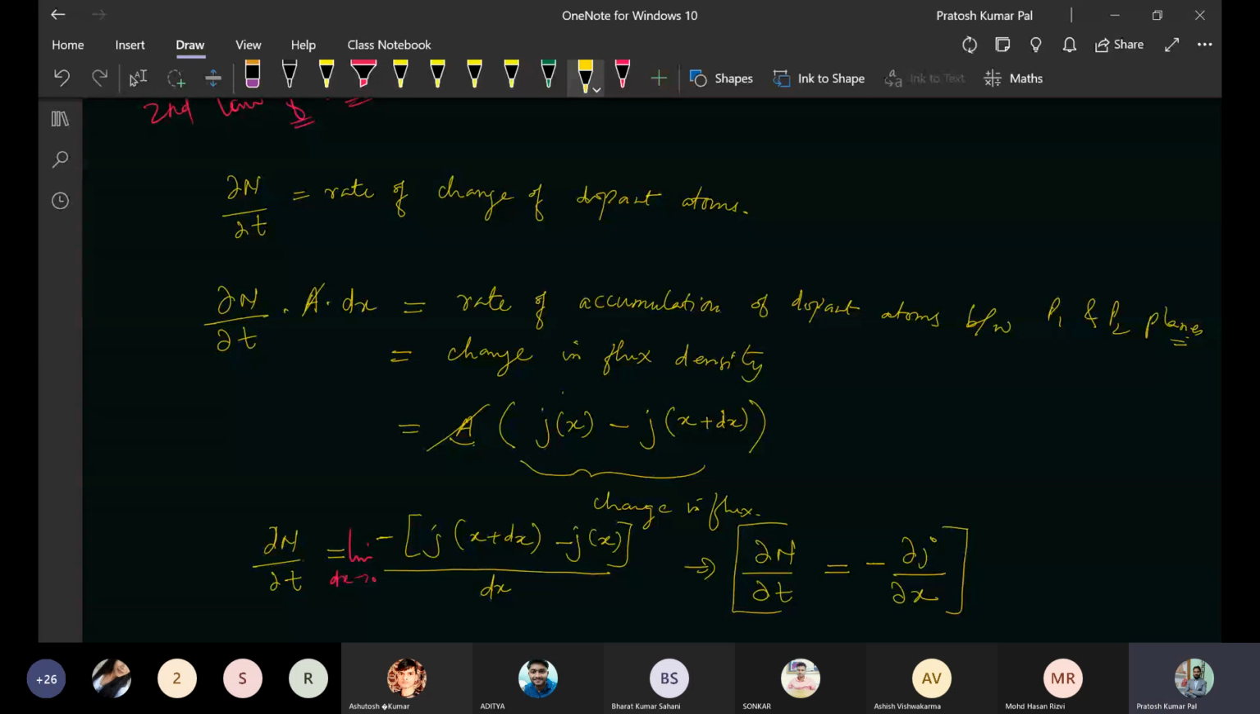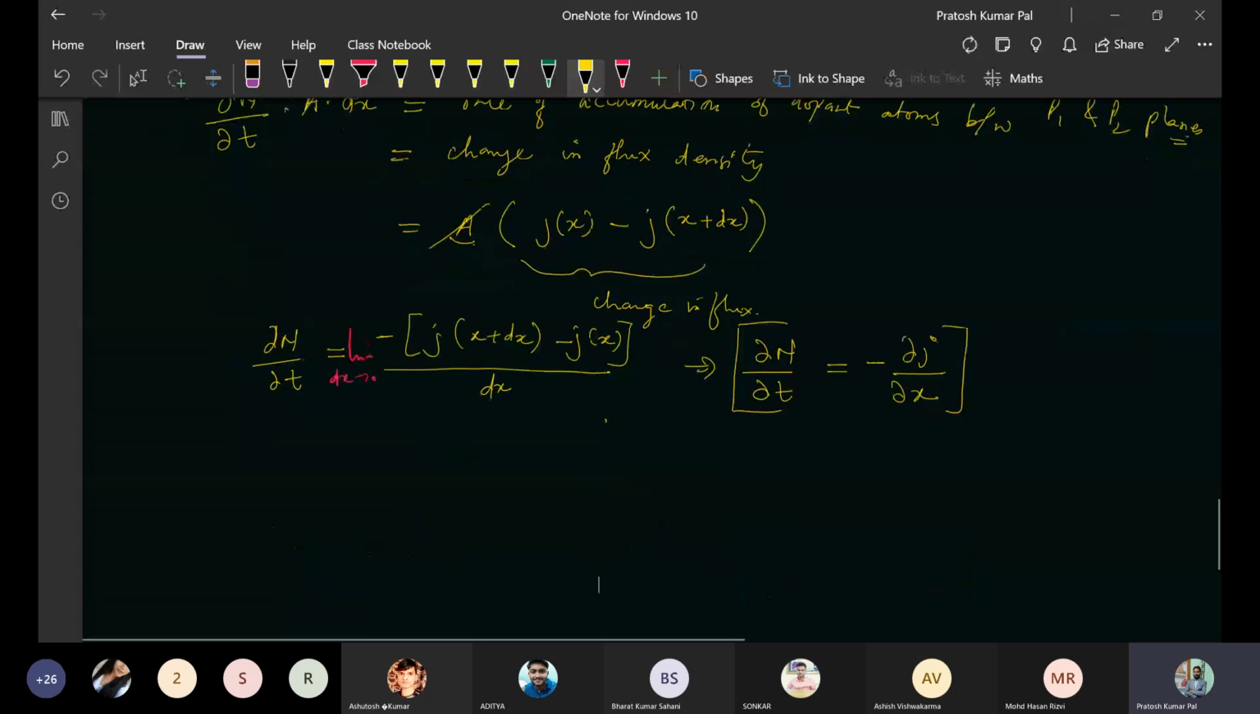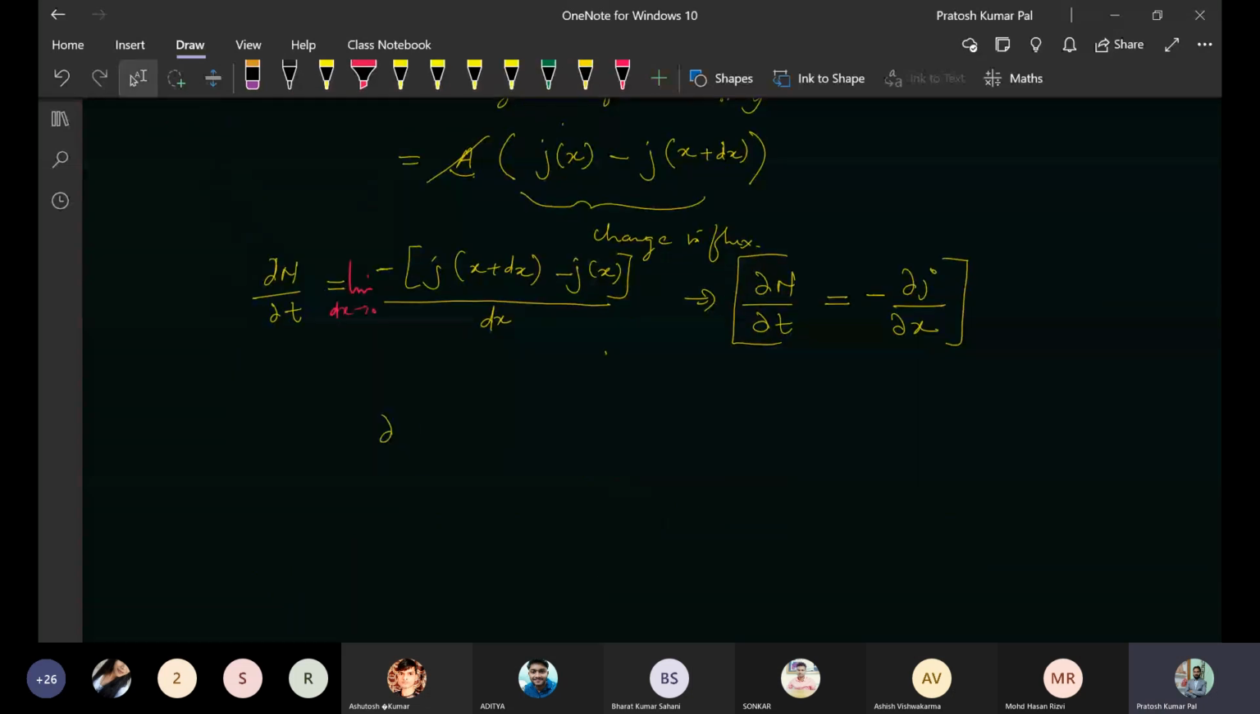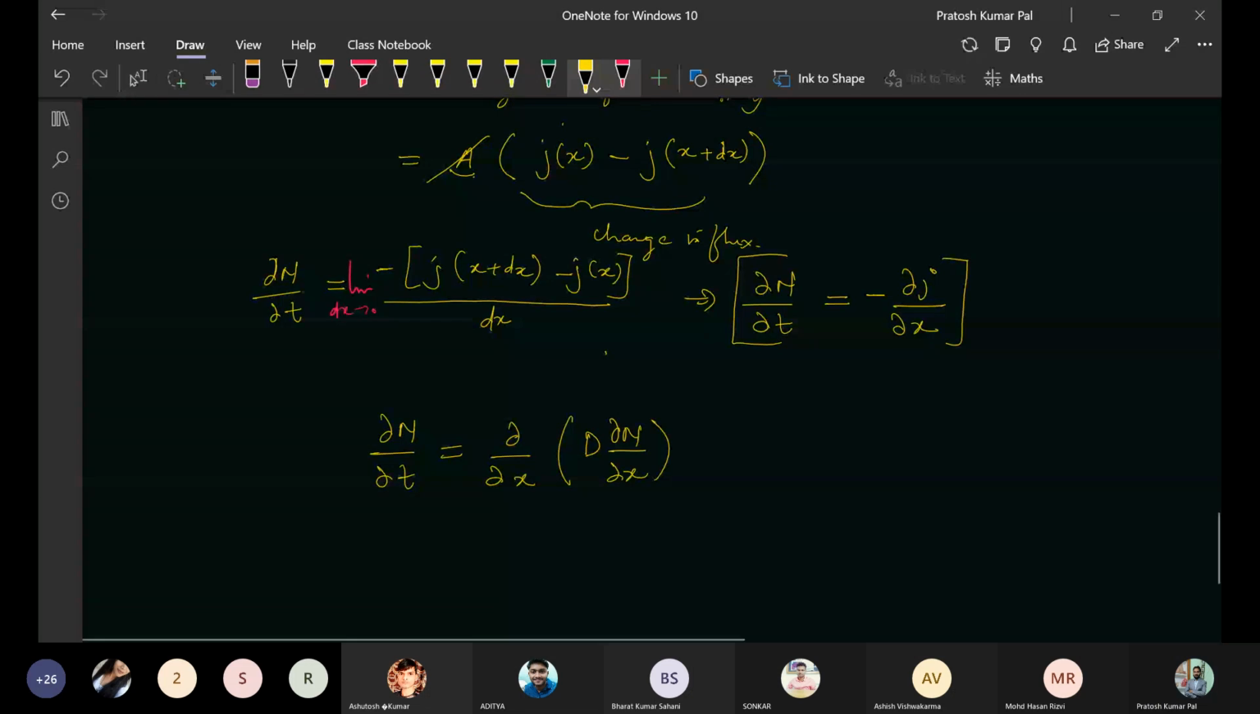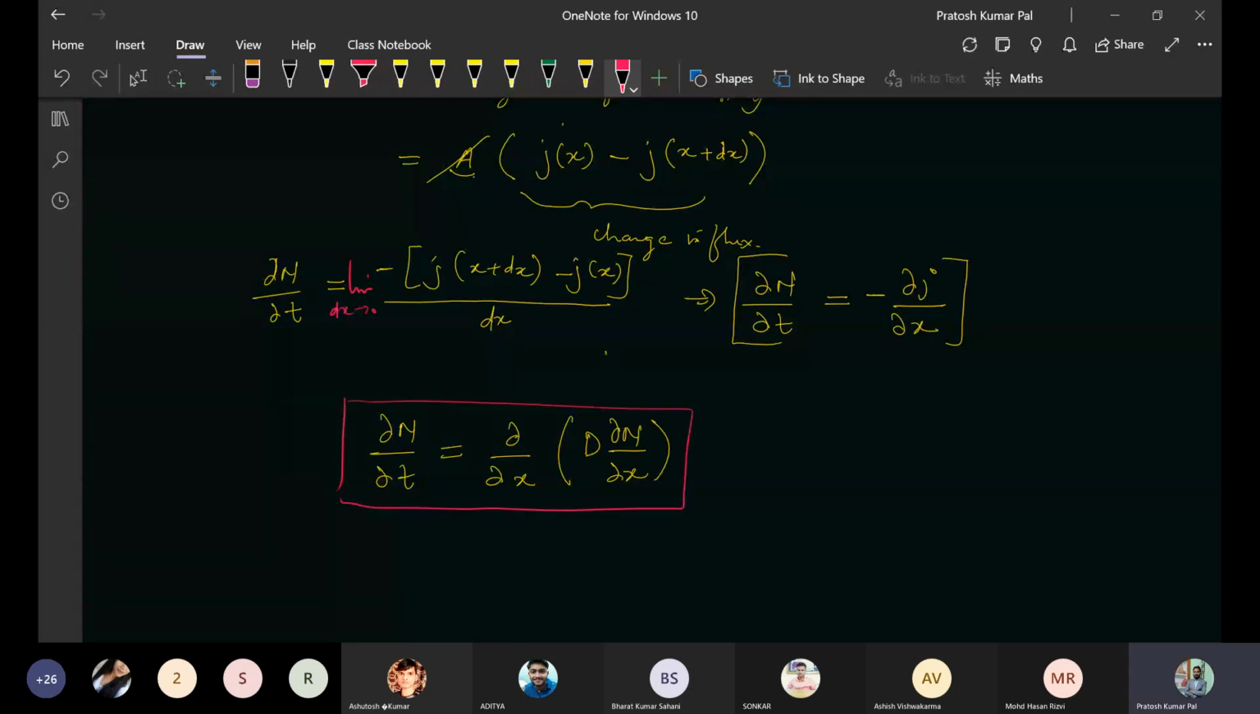With respect to the first law, delta n divided by delta t, if we put in the value of J from the first law, comes out to be del by del x of D times del n divided by del x. This is Fick's second law.